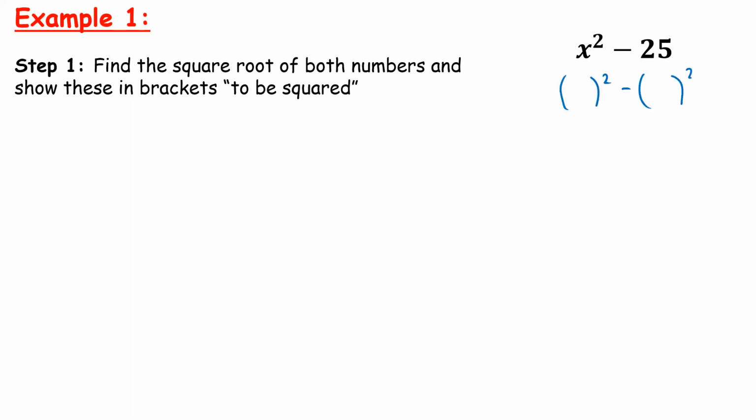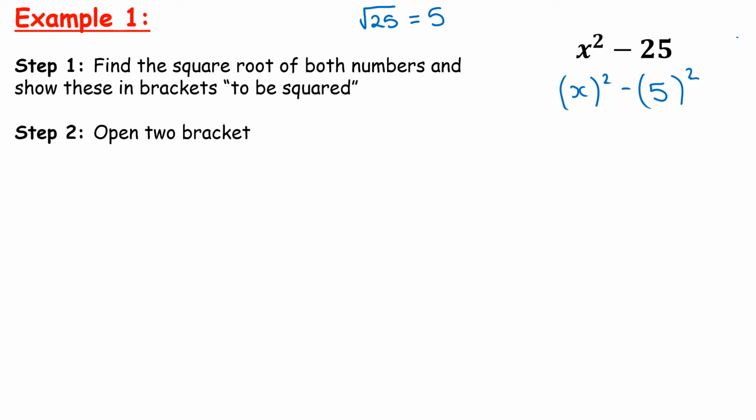So what number is squared? Now x is easy because it's just x squared. But 25, what multiplied by itself gives me 25? And the answer is 5. If you wanted to do that in your calculator, you would use the square root button. Square root of 25 is equal to 5. So we haven't changed it, we've only changed how it looks. It's still the same two numbers.